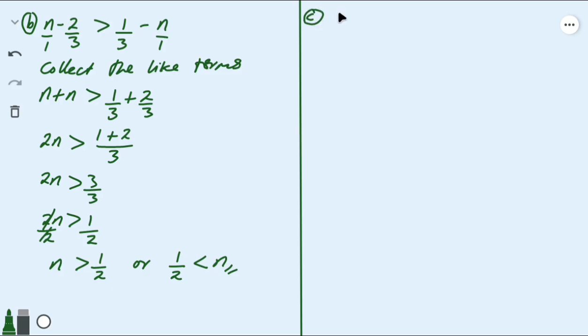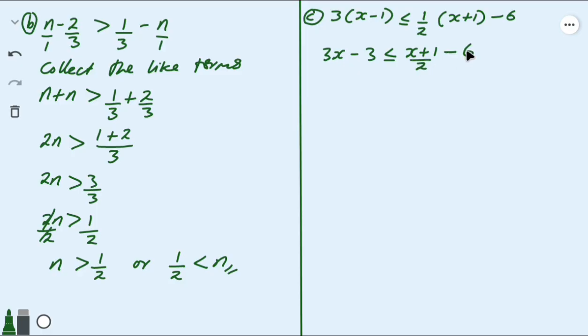The third question, we're given 3 in brackets x minus 1, close the brackets, less than or equals to 1 over 2, open bracket, x plus 1, close the bracket, minus 6. Now, let's solve for x here. We open the bracket by saying 3 times x will give us 3x minus 3, less than or equals to 1 times x will give me x plus 1 over 2 minus 6.